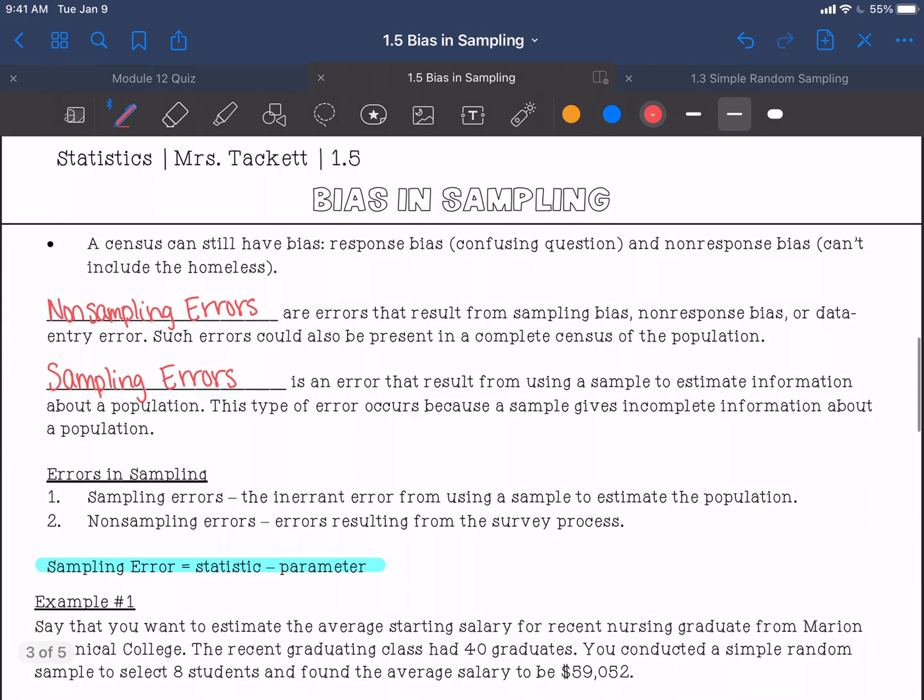All right, and even though a census is a popular thing that's done, it can still have bias. With response bias, there could be confusing questions on the census, and there could also be non-response bias because you can't really include the homeless in a census. A census is typically mailed out and you are asked to return it. So you can have non-response bias from the homeless or just people not paying attention to their mail and not participating.